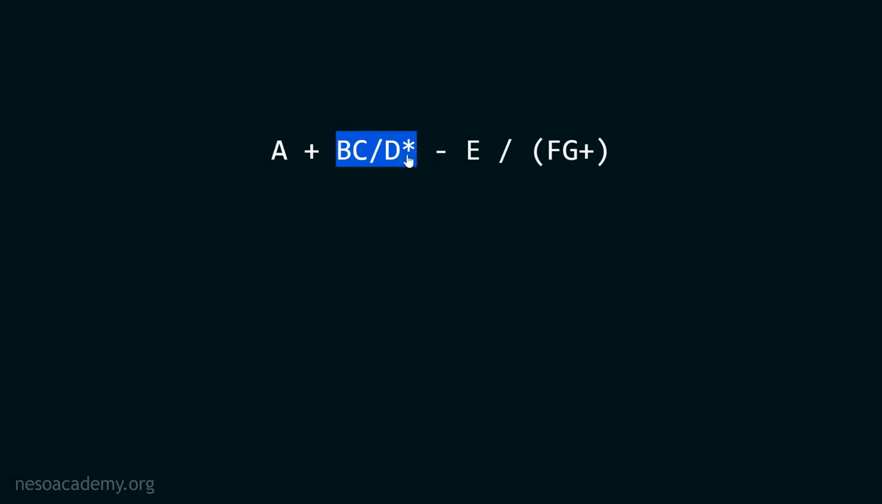Then after this, the next expression must be e divided by fg plus. Treat this as one operand and this is one more operand. We have two operands and a division operator in between these two operands. We have to move this operator towards right. Isn't that so? This becomes efg plus divide. Then after this, we have to evaluate this expression. This becomes abc divide d star plus, right?